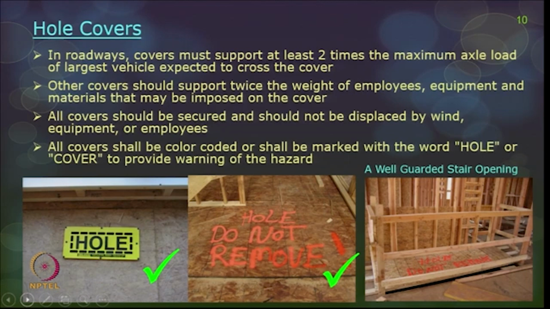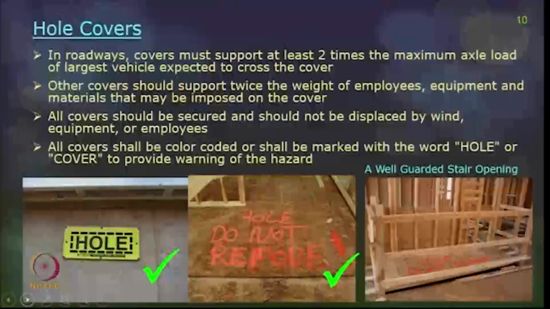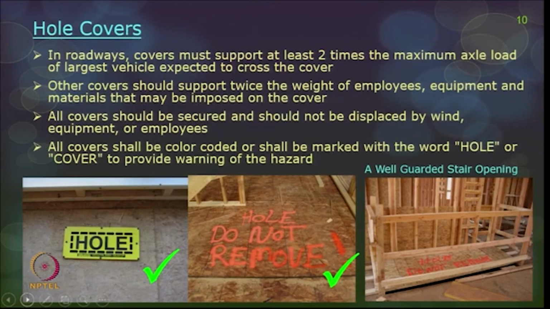And other covers should support twice the load of weight of employees, equipment, material, whatever is supposed to pass over that cover. These covers should also be secured, should not be displaced by the movement of people, wind or equipment, and all these covers should be brightly color coded and written nicely that it is a hole cover, maybe as a warning: hole cover, do not remove. There are a lot of ways of warning the workers who are passing by that this is not a normal regular floor and it is a hole cover which is laid over there.